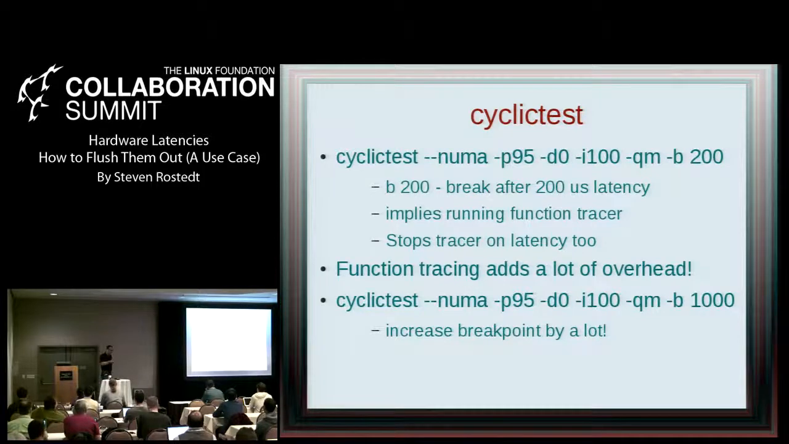Now, for debugging it, we added dash B200. What dash B200 means is break after you hit a 200 microsecond latency. So if at any time we had a jitter of over 200, stop the test right there. Not only that, it also enables function tracing while running this, and when it hits the latency, it tells the tracer, the trace-cmd stop command, to stop the tracer.